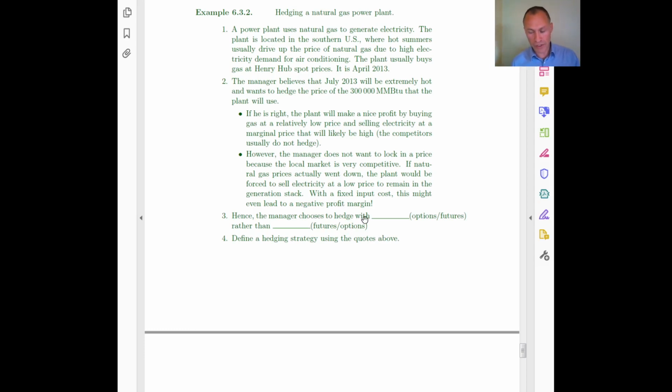But I mean, the main point here is to decide options versus futures, and then what could you do with the markets that we have quoted in the previous sections. Okay.